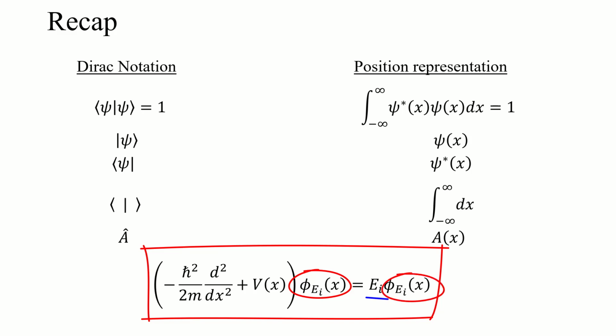Next class, we'll start with some specific examples, in particular the particle in a box problem.